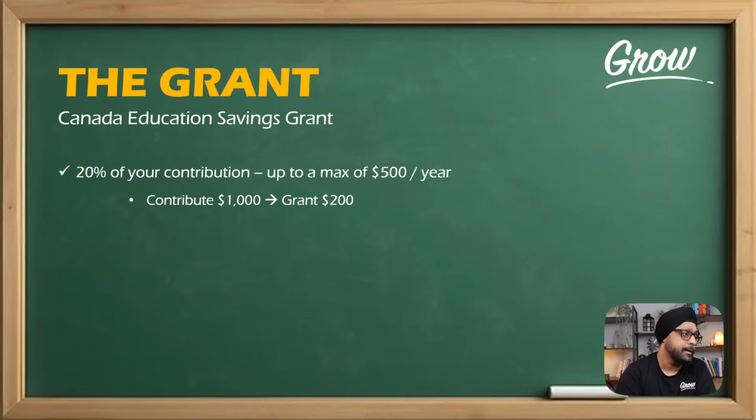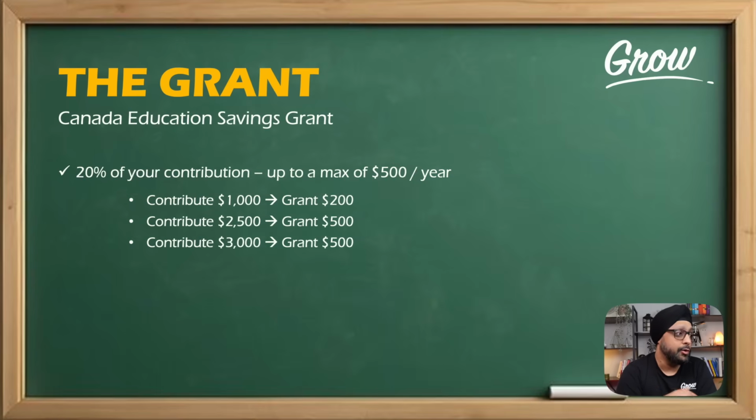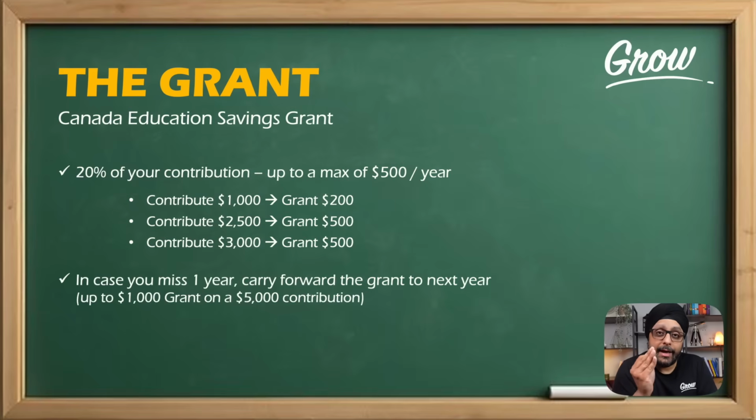So as an example, if you contribute $1,000 in any given year, you will get a grant of 20%, which is $200. If you do $2,500, you'll maximize the grant at $500, and if you do $3,000, or if you do $50,000 all at once, or $10,000, whatever it is, you'll still only get a grant of $500, because it's 20% or $500, whichever is lower. However, there is one exception to this.